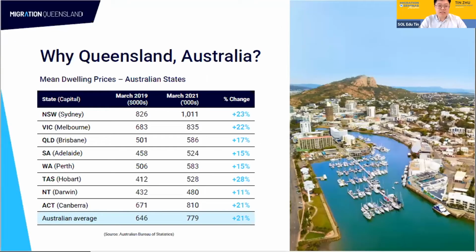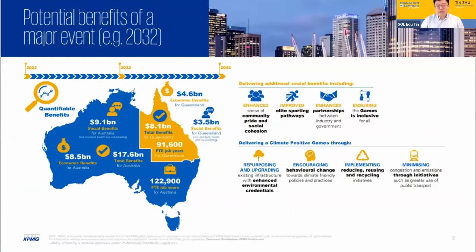So let's have a look. This is the housing price in Queensland. The average for this March is around $586,000. You can see for New South Wales, especially in Sydney, the average has exceeded 1 million. So it's quite affordable if you settle down in Queensland and would like to purchase property and live in Queensland.